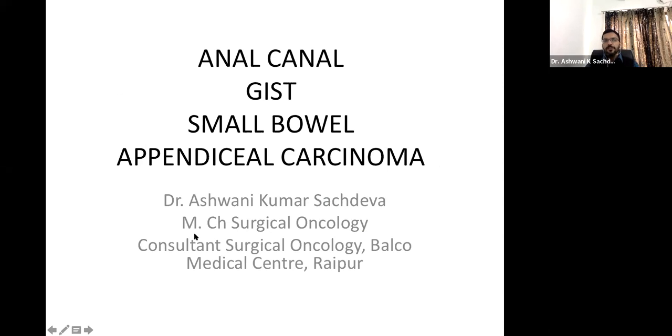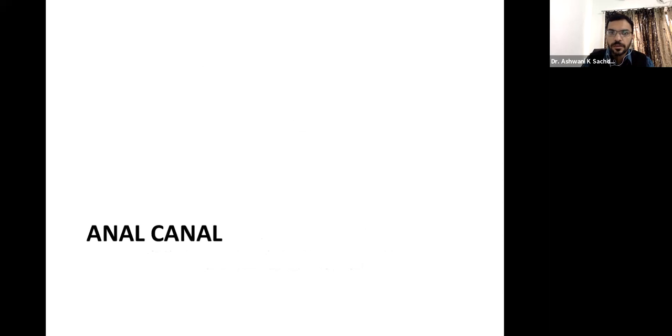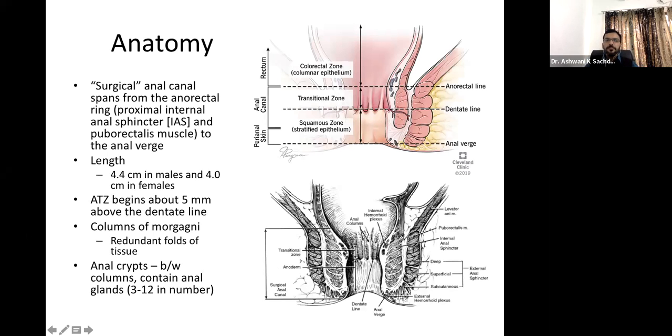Okay, so we'll be covering anal canal carcinomas, gastrointestinal stromal tumors, small bowel tumors, and appendiceal carcinoma in our presentation. So, without wasting much time, I'll start with the anal canal carcinoma. First, we'll look at the anatomy of the anal canal.